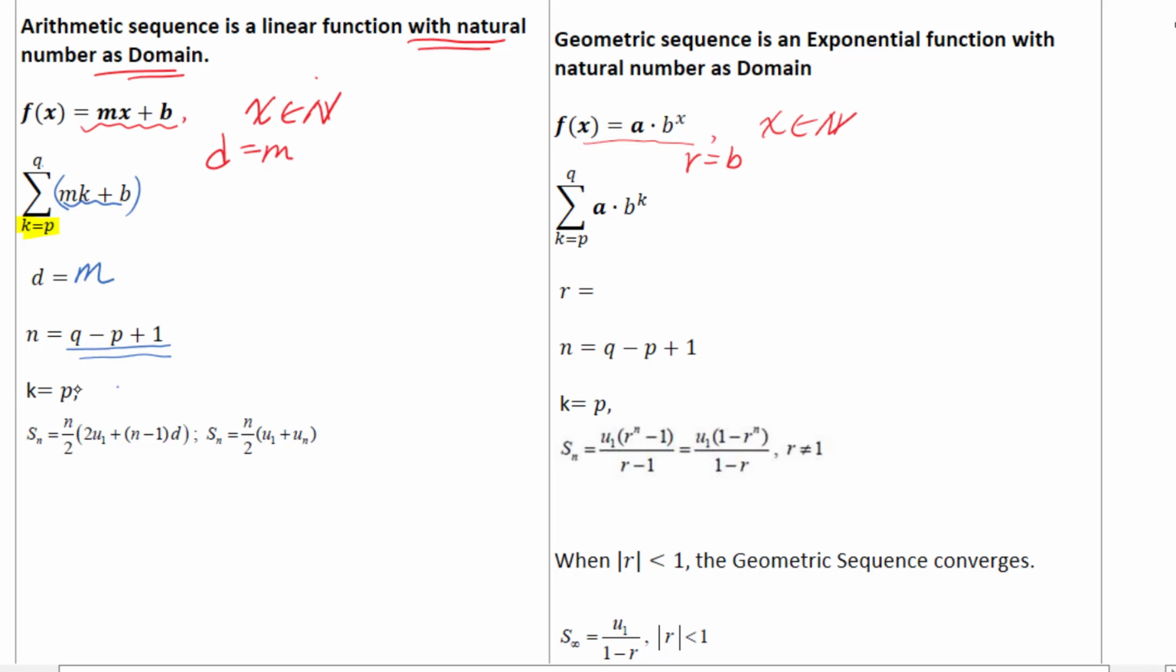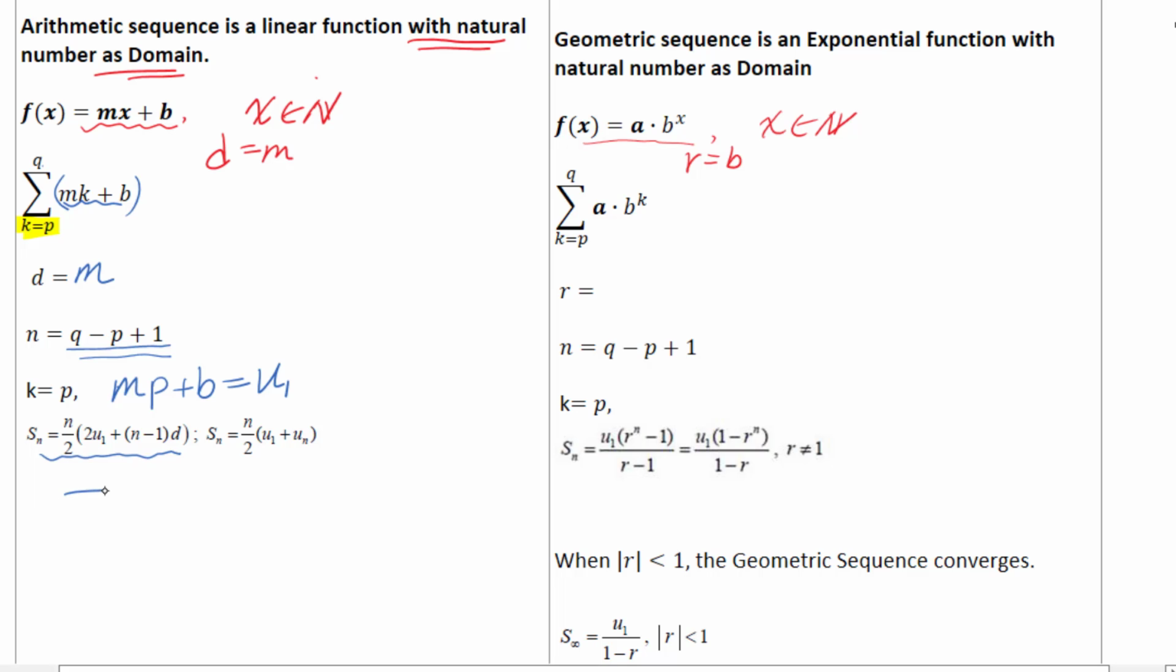How to get the a sub 1? When k equals p, we plug in p for k. We will get m times p plus b. This will be the a sub 1. Then you can use this formula to figure out the summation of this sigma notation.